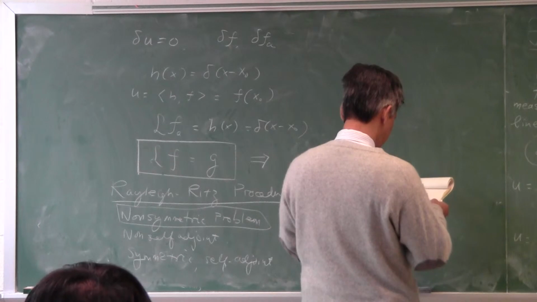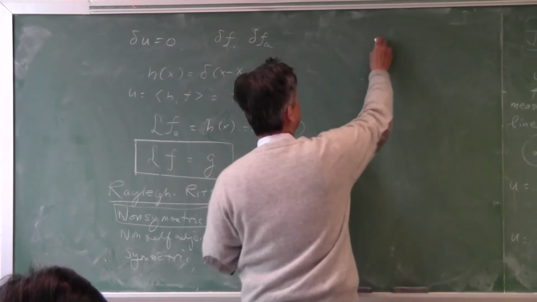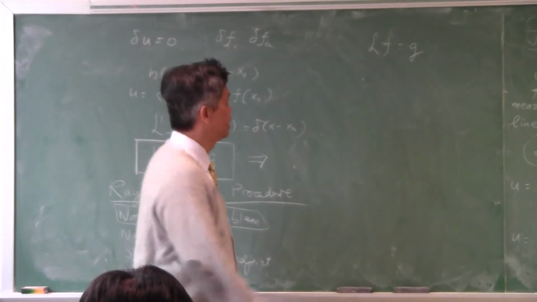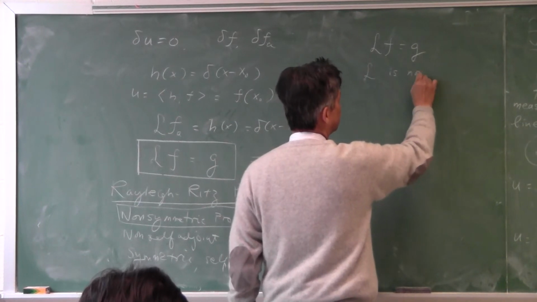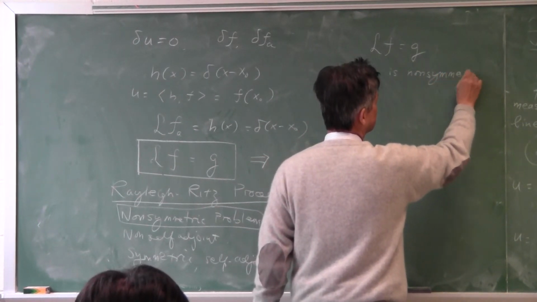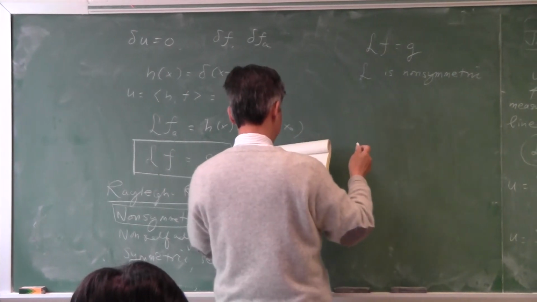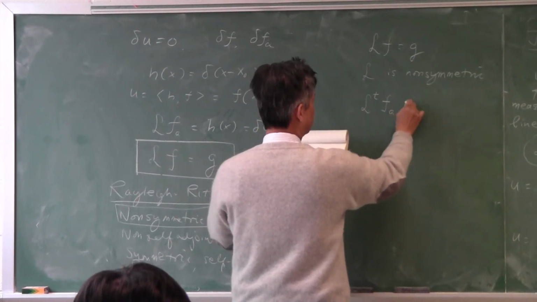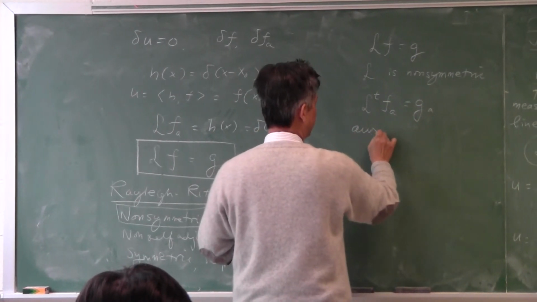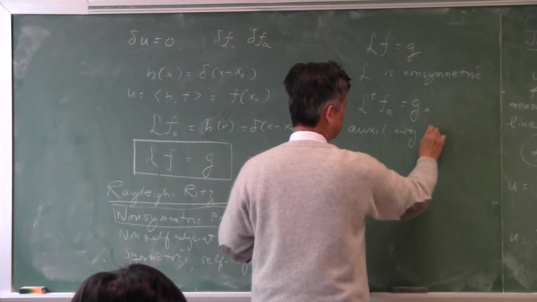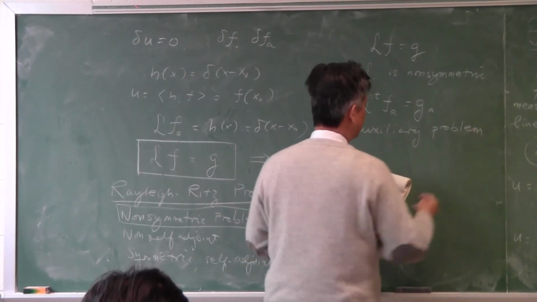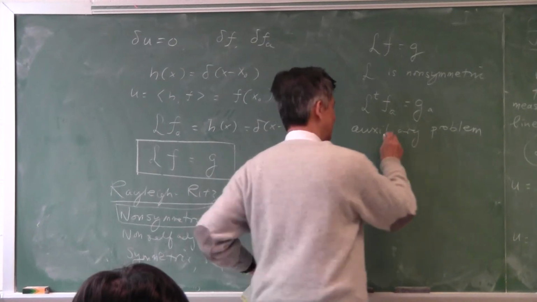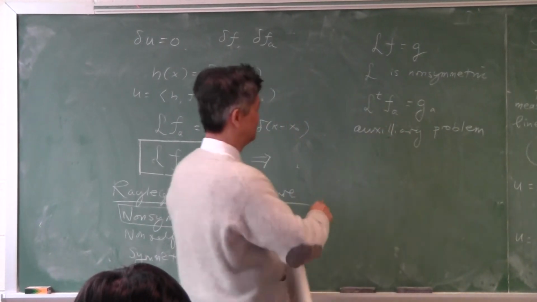In that case, if the problem is non-symmetric, solving the original problem is not enough, because L is not symmetric. You have to solve the auxiliary problem, which consists of solving this problem as an auxiliary problem.